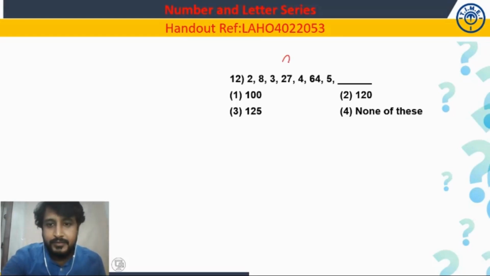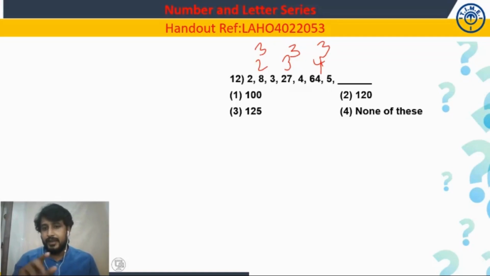27 is which number? We can consider it as 3 cube. 64 can be written as 4 cube. 8 can be written as 2 cube. Now observe the pattern. 2, 2 cube. 3, 3 cube. 4, 4 cube. Next should be 5. Missing should be 5 cube. 5 cube is 125. Absolutely matching with the third option.